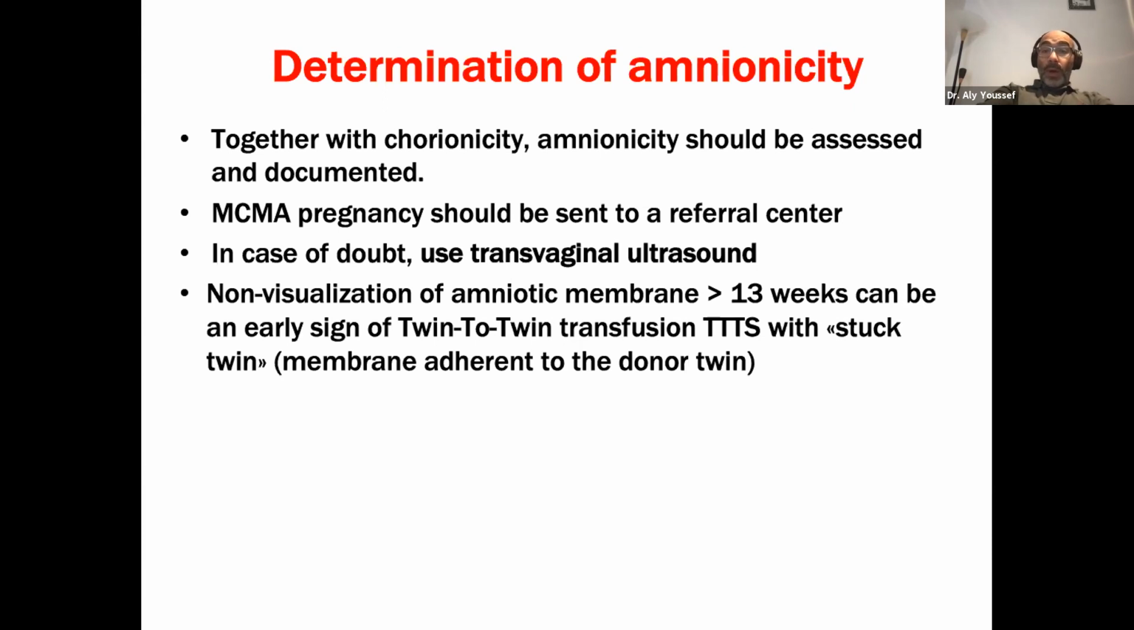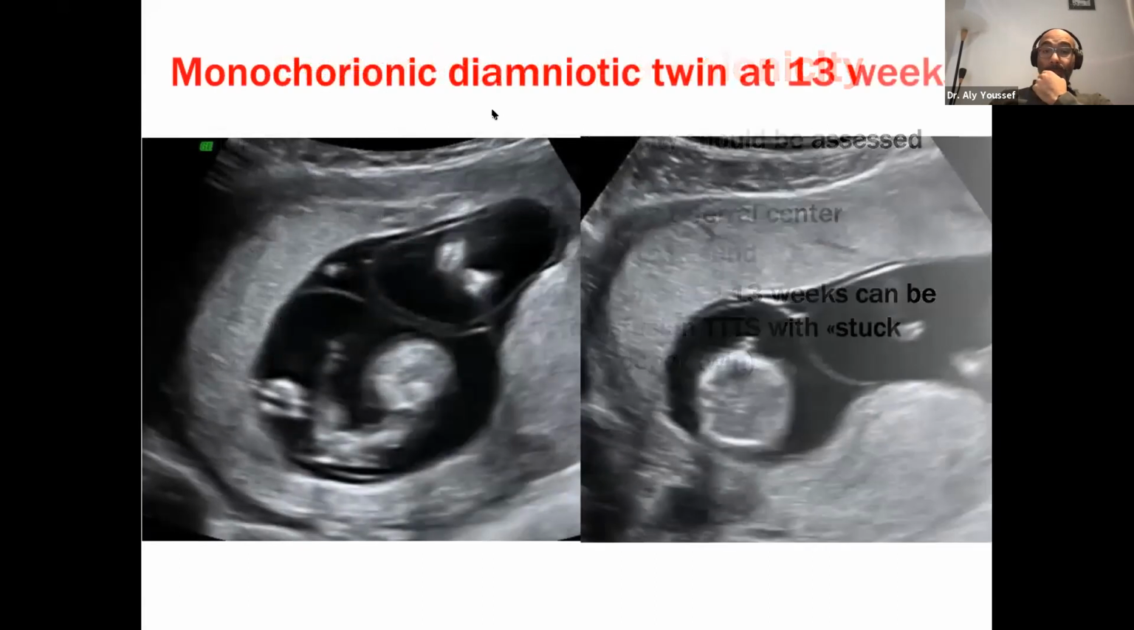And in case of amnionicity, sometimes in case of an early severe twin-to-twin transfusion after 13 weeks, sometimes we do not see the membrane, because if we have a severe oligohydramnios in one of the sacs and polyhydramnios in the other sac, the membrane can be stuck onto one of the twins. Thus, we cannot see it, not because it's monoamniotic, but because it's a complicated diamniotic monochorionic pregnancy. So the earlier we diagnose the chorionicity and amnionicity, the better.